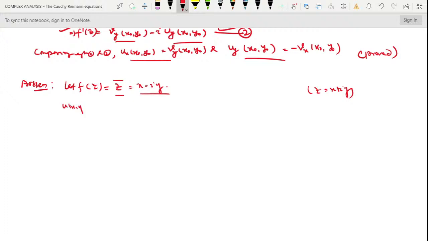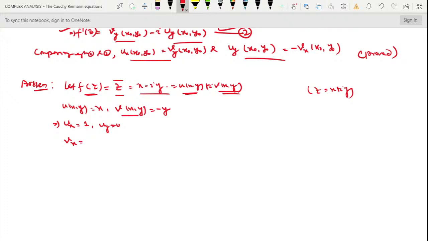So what is the real part here? This can be written as u of xy plus i times v of xy, where u of xy is the real part of f of z and v of xy is the imaginary part of f of z. So your u of xy is x and v of xy is minus y. Now find u_x. u_x is 1 and u_y is 0. Similarly, v_x is 0 and v_y is minus 1.